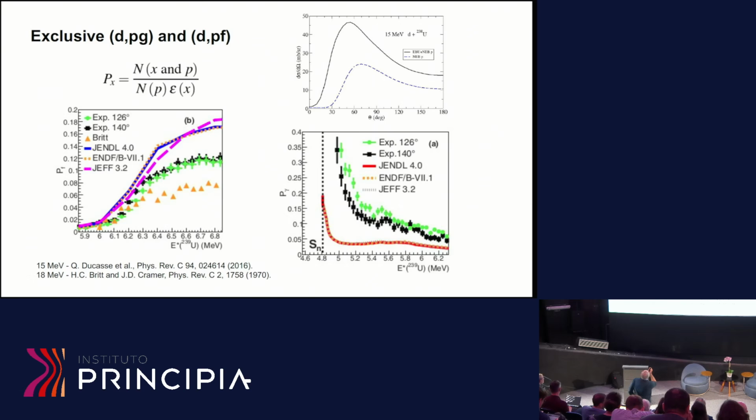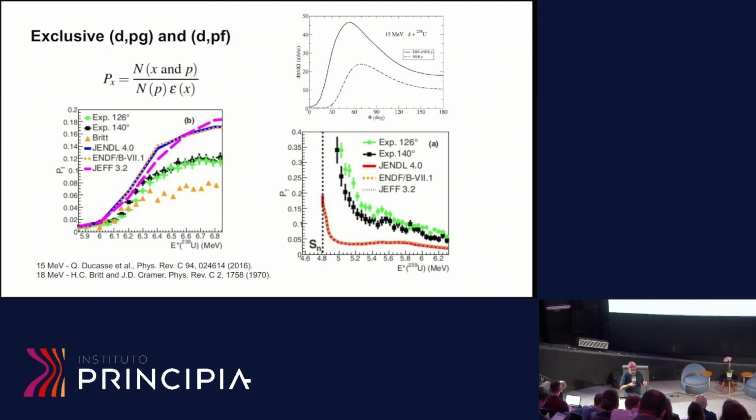Another second interaction I want to discuss is an exclusive d,p gamma and d,p f. What was measured here is a deuteron incident on uranium-238, a heavy nucleus. They observed the proton and its energy in the outgoing channel in coincidence with gammas or with fission.